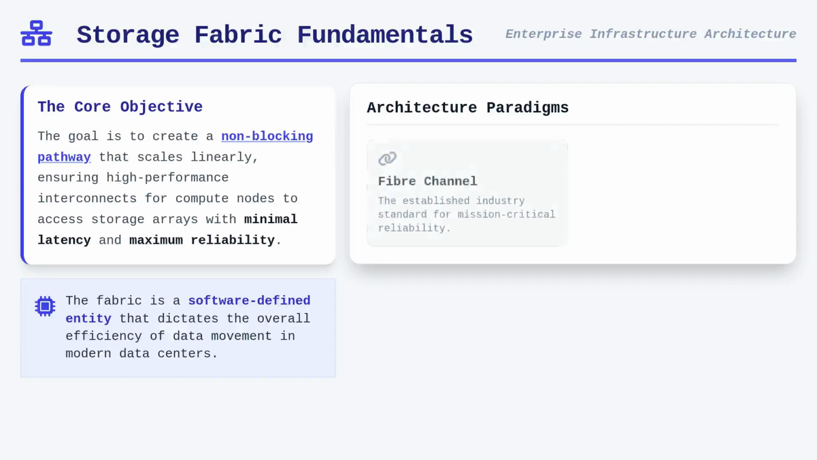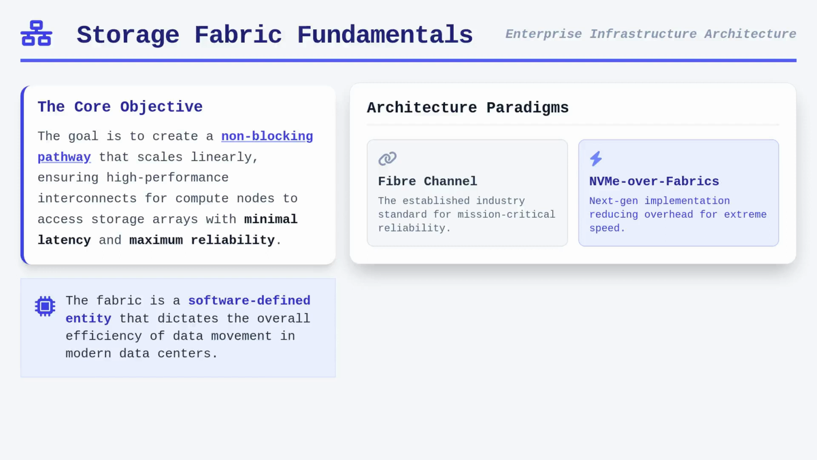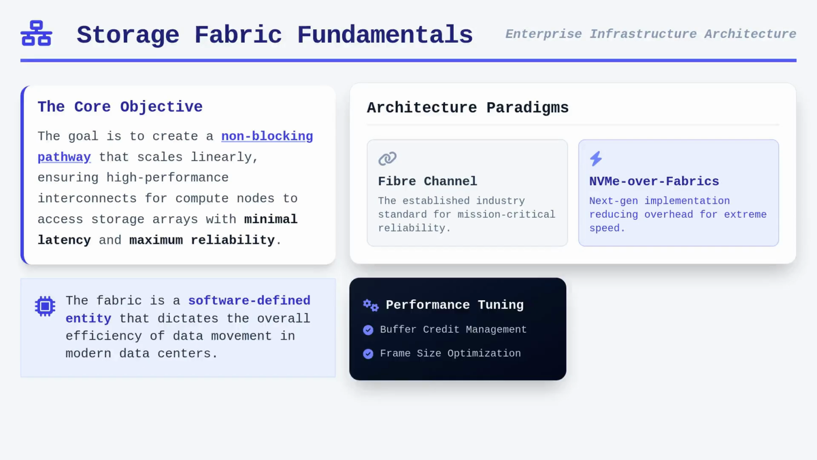We must differentiate between traditional fiber channel fabrics and emerging NVMe over Fabrics implementations, as each imposes unique constraints on your architectural design. By understanding the mechanical reality of buffer credits and frame sizes, you move from simple configuration to sophisticated performance tuning. This level of technical depth is required to ensure that your storage throughput does not become a bottleneck for your high-performance workloads.